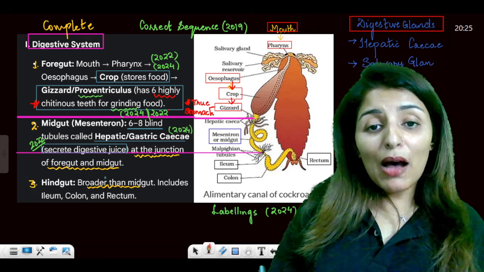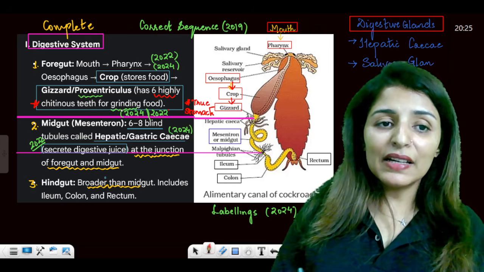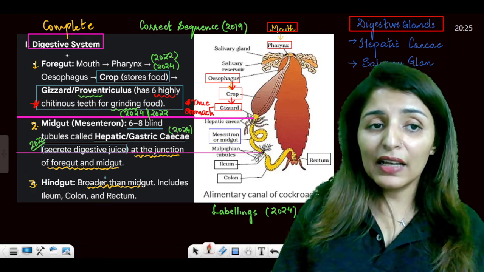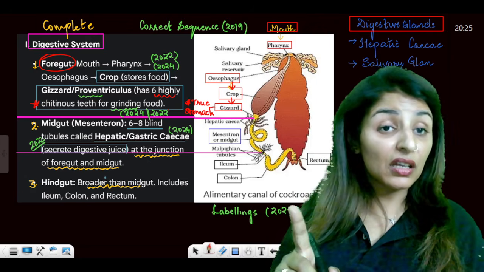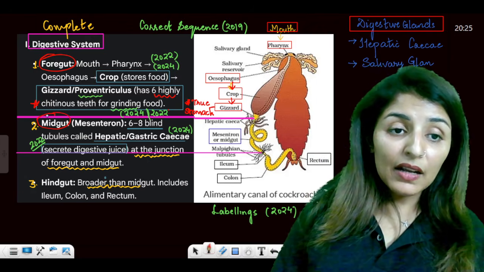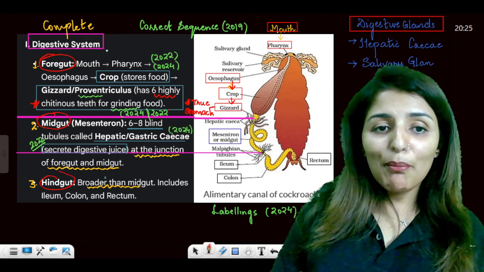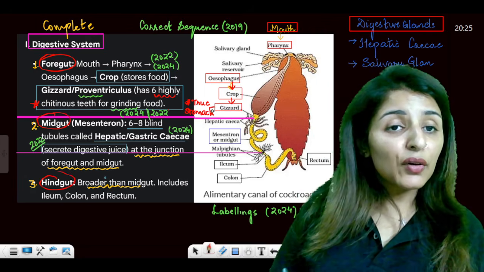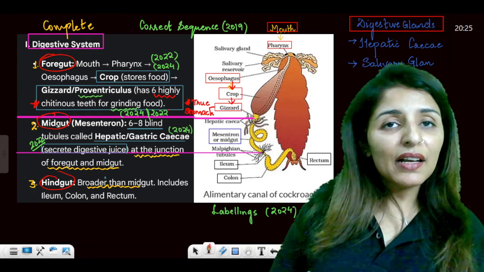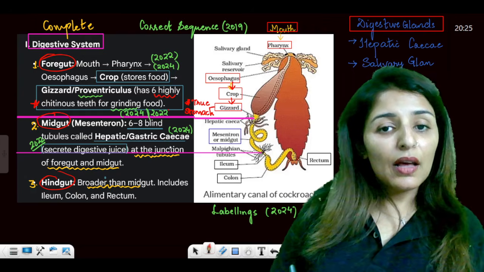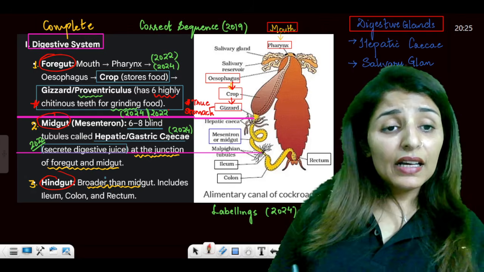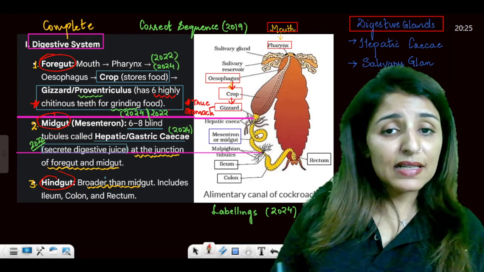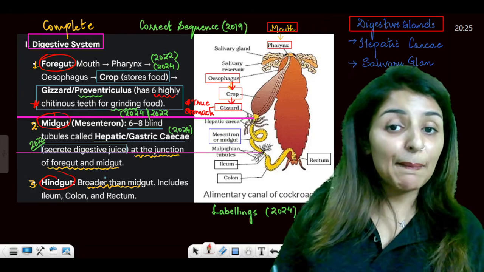Now, from mouth to gizzard, here completes our foregut. See, the alimentary canal of cockroach is differentiated into 3 regions: foregut, midgut, and hindgut. So, from mouth to gizzard, we have foregut, and then midgut is a short region, which is also known as mesenteron, and this midgut has special structures, hepatic caeca.